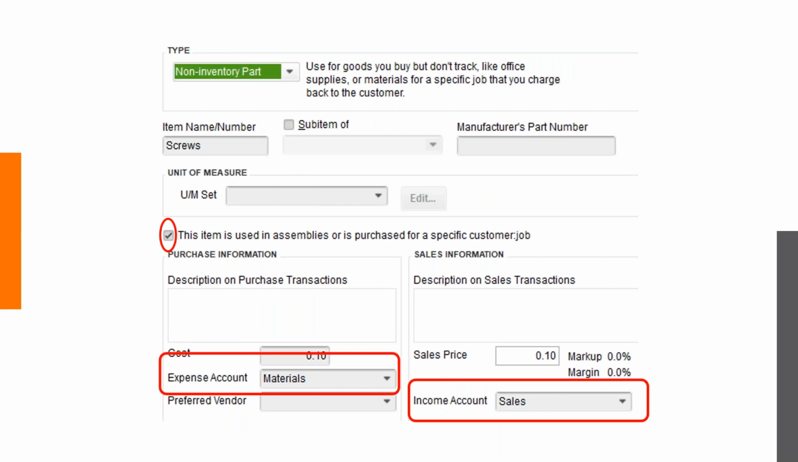And then the other part of this that's really important is I talked about the non-inventory part, and in this case I added screws. You have to make this two-sided because you have to have both the materials side and the sales side. You probably never will use the sales side, but QuickBooks wants you to make this two-sided when you do that. So this is going to be another piece of my assembly of my chair.